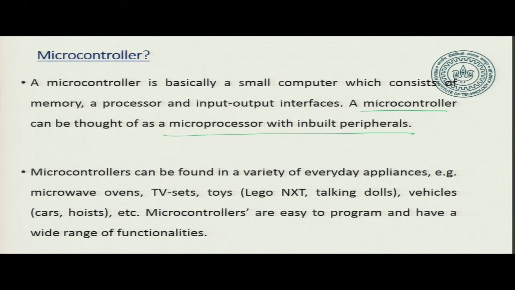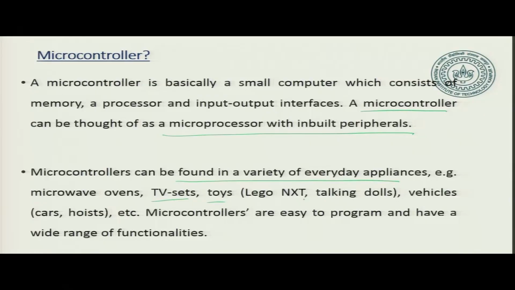And microcontrollers today can be found in a variety of applications. For example, household applications like microwave oven, then your washing machine, the refrigerator, TV sets, toys, then in cars, the electronic stability of cars or the fuel injection, these are all controlled by microcontrollers. Now, microcontrollers have become a part of everyday life, essentially because they are easy to program. This is something very interesting, that online open source codes are available today.